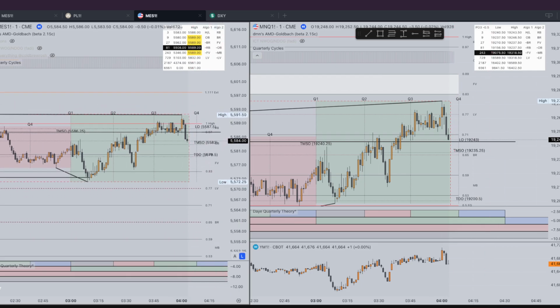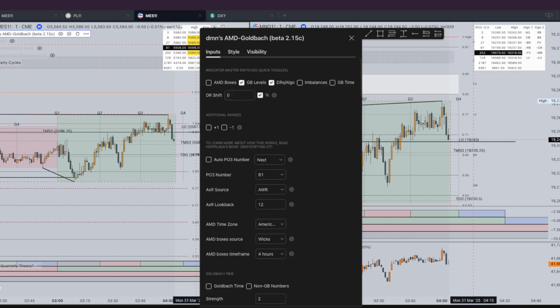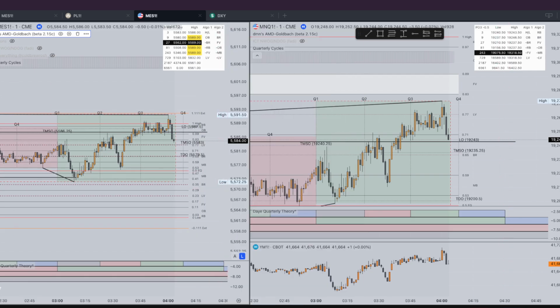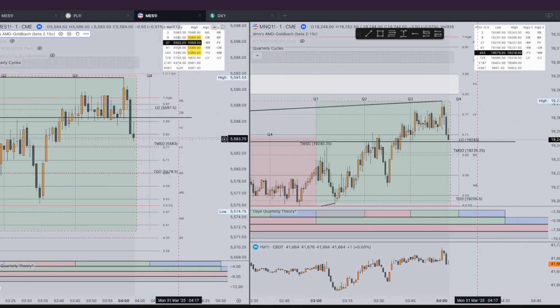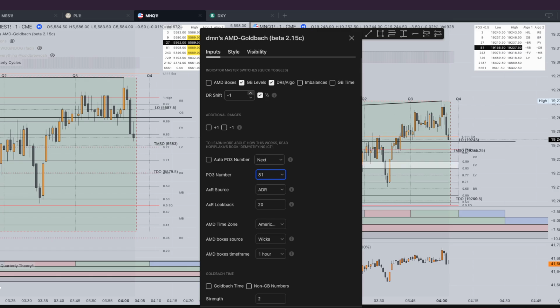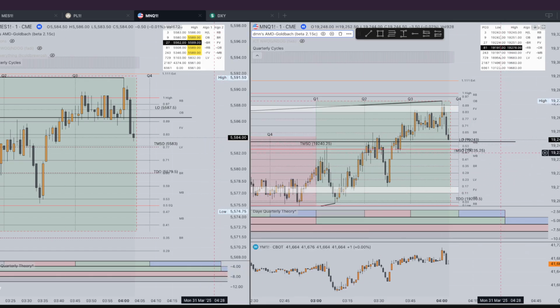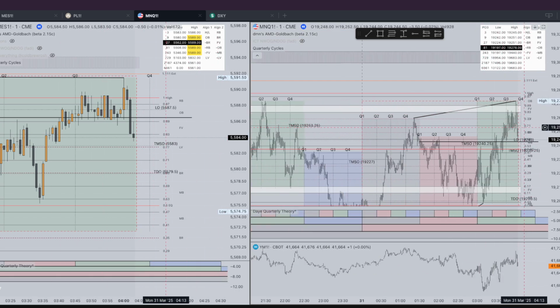And then on the GB side of things, we are at the high. GB, I think it's a little too big, so we'll go to the 27. Okay, now it's fine because that's working with the 1 minute candles. So it went up, and in this one, we will be using, I think 81 should be fine. Okay, so it has basically reached the order block.